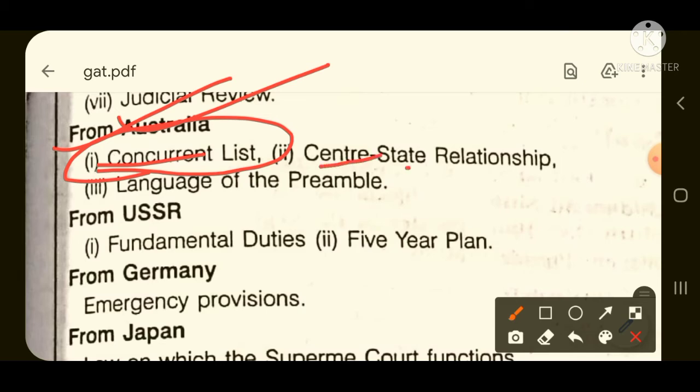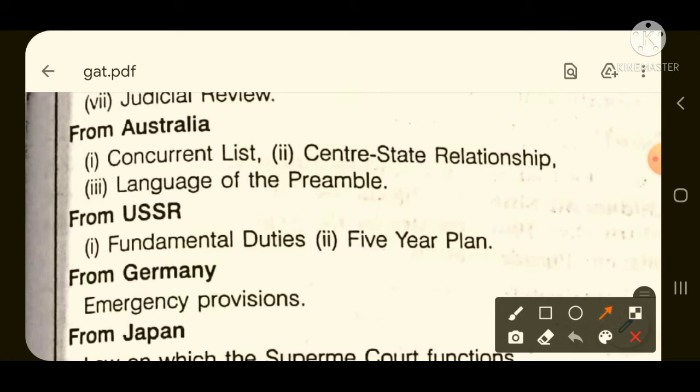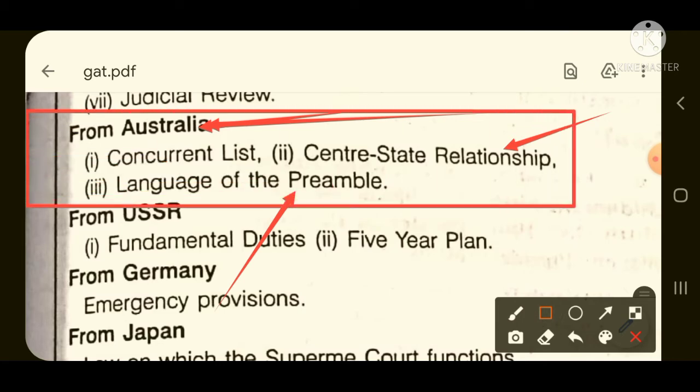Then center state relationship we have borrowed from Australia only. And language of the preamble, like in our preamble there are so many languages mentioned, that again we have borrowed from Australia only. So this is an important point regarding the features which we have borrowed from Australia.